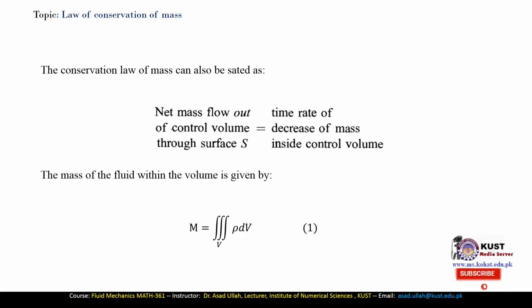Now, the mass of the fluid within the volume is given by equation number 1. We know that density is equal to mass per unit volume, and so by cross multiplication we get that mass is equal to rho dV. Here dV is the elemental volume, the volume of each fluid element within the surface S.